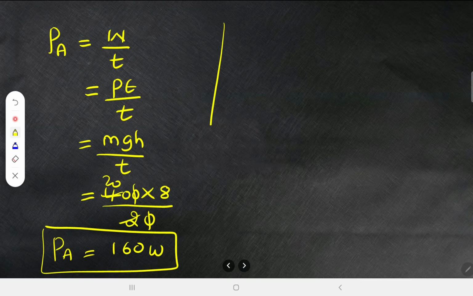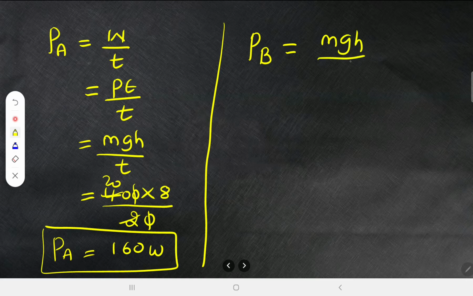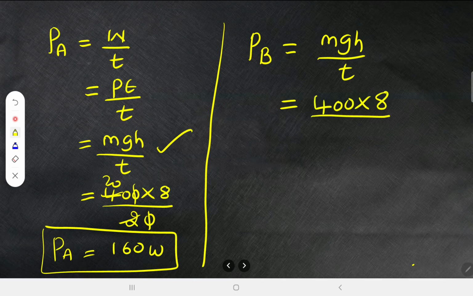Similarly, if you consider the power of girl B, again the same formula. Can I write it directly? mgh divided by t. Just look at this. Directly I have reached this step. So mg means again 400 newton into h is 8 meter. They have the same weight and they are climbing the same height. That means they must be doing the same work here. The work done is the same, only the difference is in time taken.